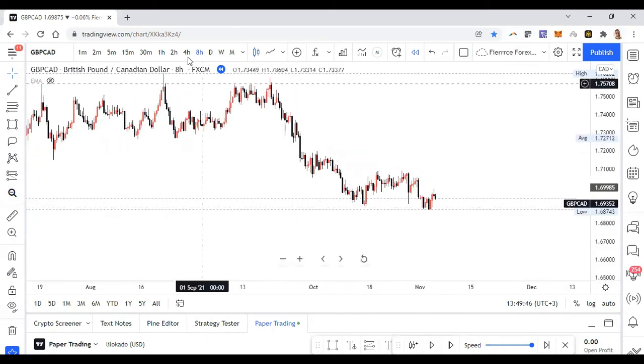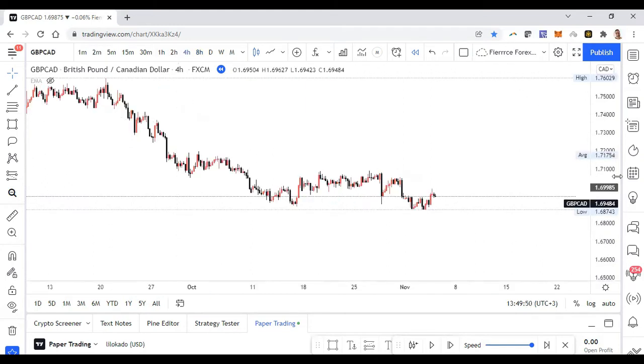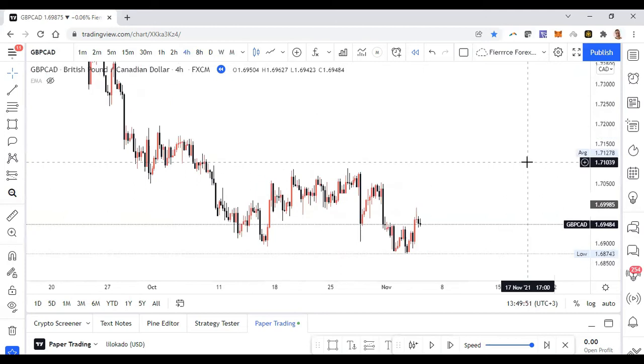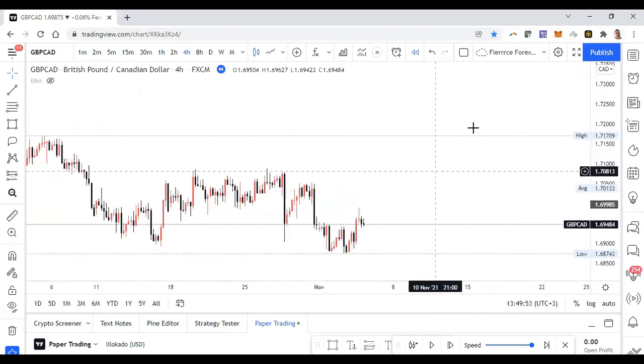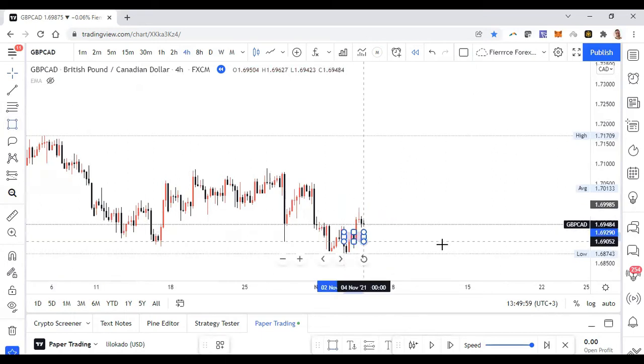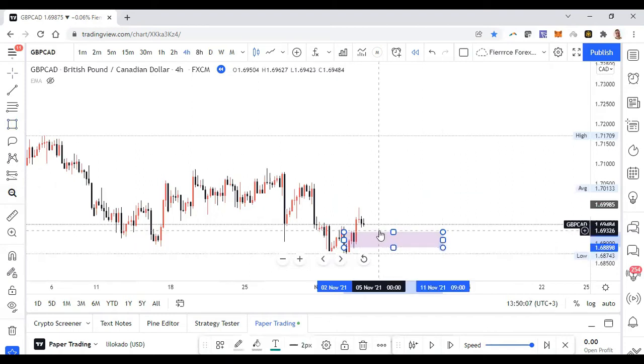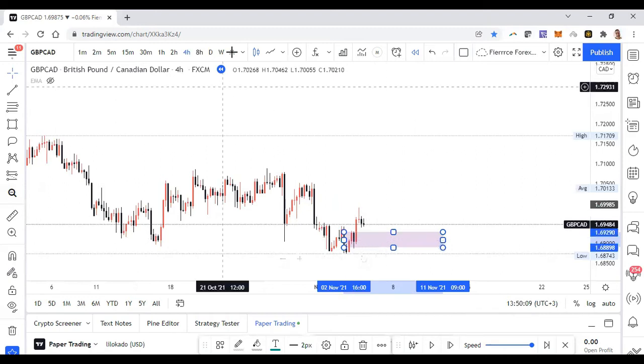So let me play this out. Maybe I look at the 4-hour. Maybe I can get a better grip on this. So on the 4-hour, I'm seeing a nice untested demand zone here. And so, possibility that we could push into this and then push up.